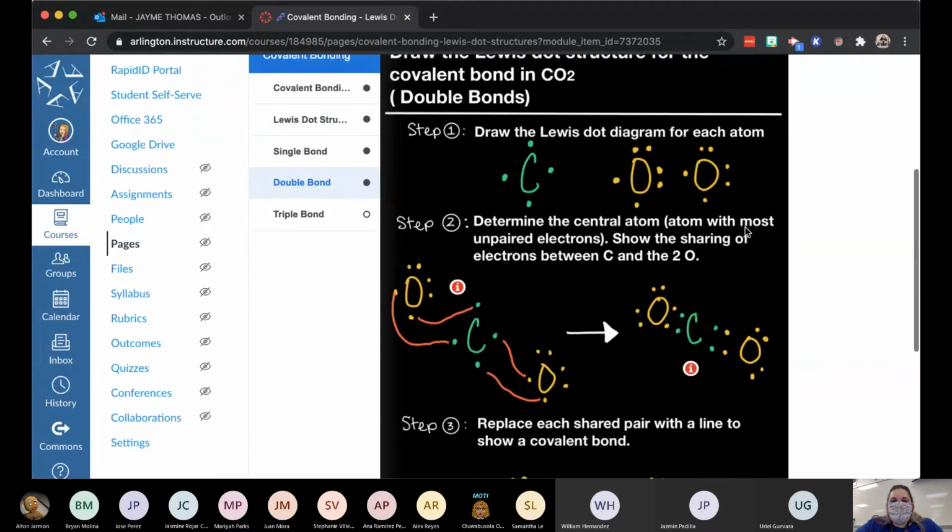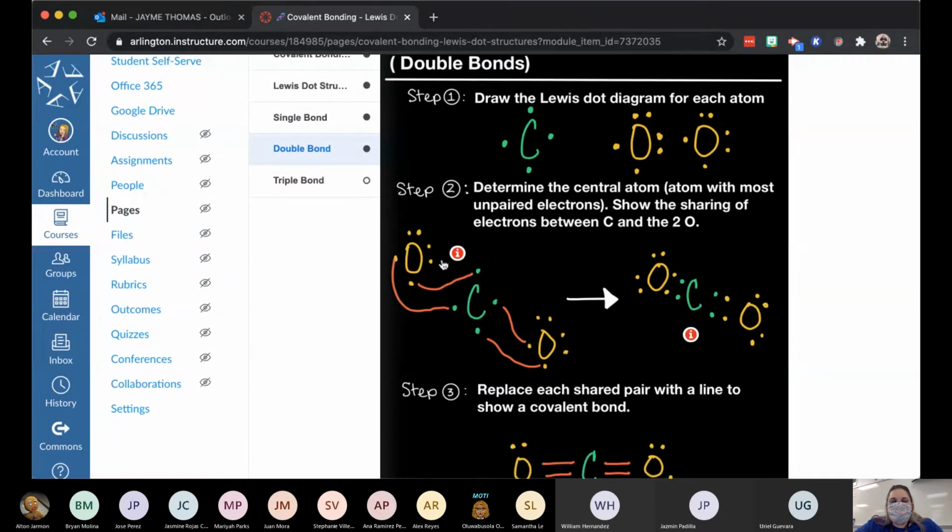And then the central atom in this one is going to be carbon. It does have the most single, unpaired electrons. But I will tell you, just like I told you hydrogen will never be the central atom, if carbon is in the compound, it is always the central atom. Carbon always bonds to the most things, so if it's in a compound, it's going to be the one in the middle. Okay. And then we want to share the electrons. What happens on this one is, if you look, each oxygen has 2 singles.